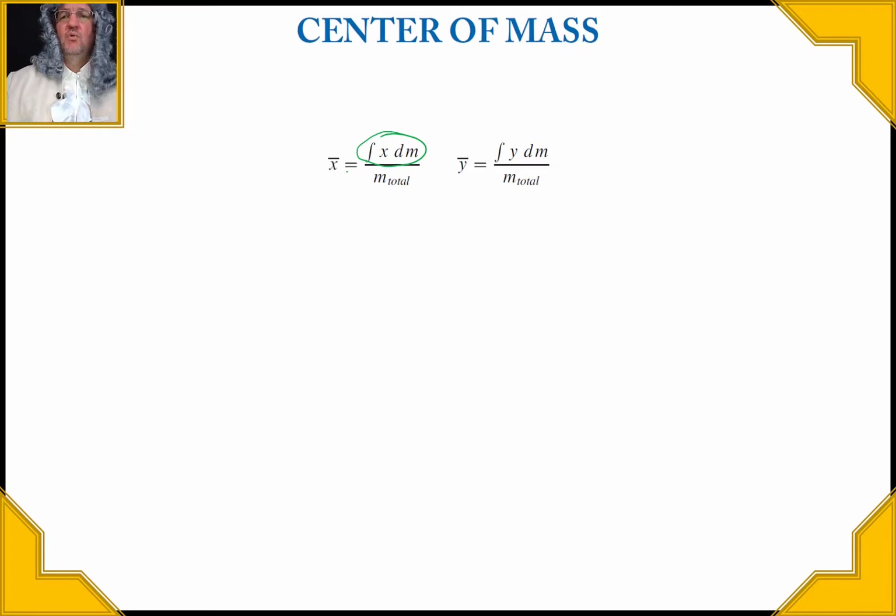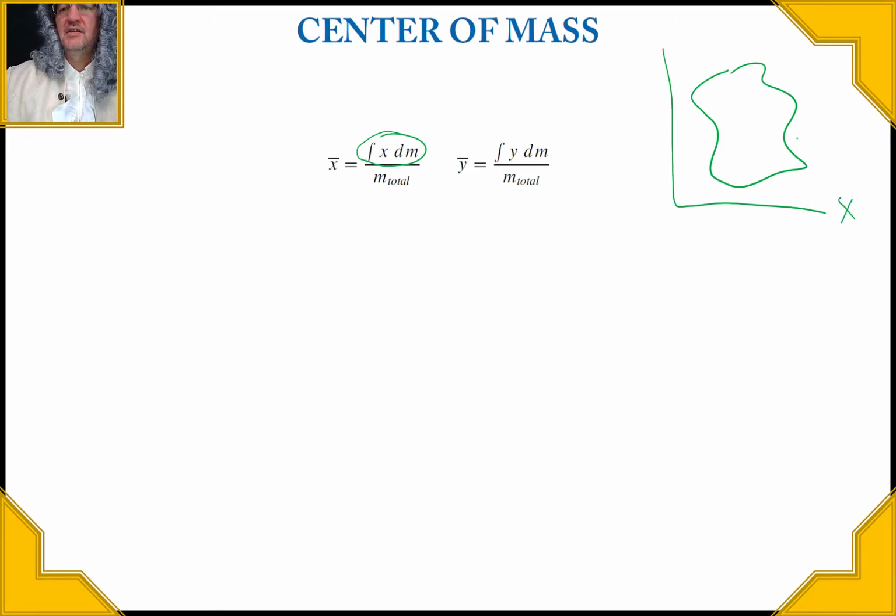So if it's some weird shaped thing right there, we would take some reference of an X and a Y, and we would take little individual mass pieces, dMs, and we would find the position of all the individual Y's and all the individual X's, and we would integrate them, and then also probably integrate all the masses to get that.